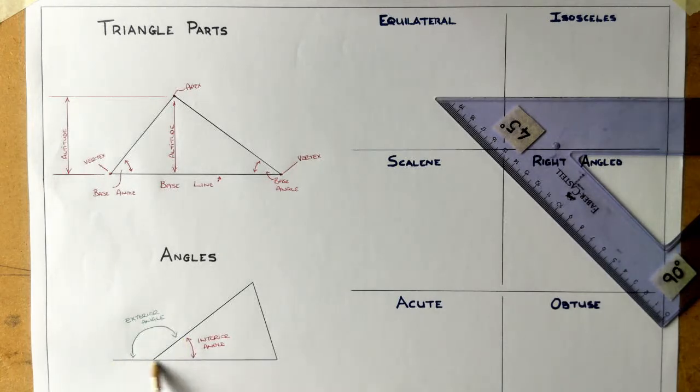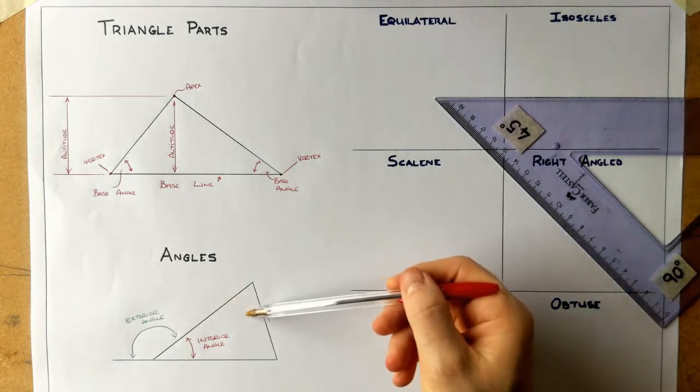Well, we know the sum of an angle on a straight line is 180. Therefore, we can work out, if this one is 40, we can work out what this one is by subtracting 40 from 180, which would mean that this is actually 140, okay? So, interior angles, exterior angles, okay?